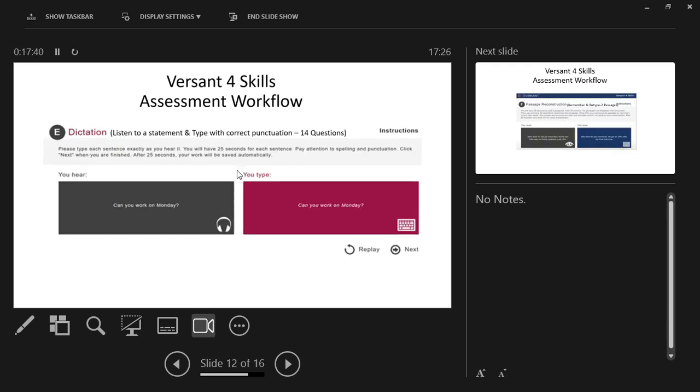Now you have dictation. Dictation is again listening to a statement or a sentence and typing it with correct punctuation. So you hear a sentence like, "Can you work on Monday?" followed by a question mark. It is assumed that it's a question. "Can you work on a Monday?" is a question, right? So you need to type the sentence as it is.